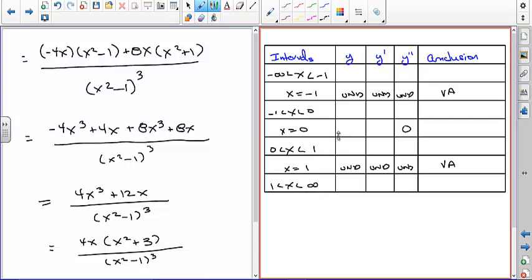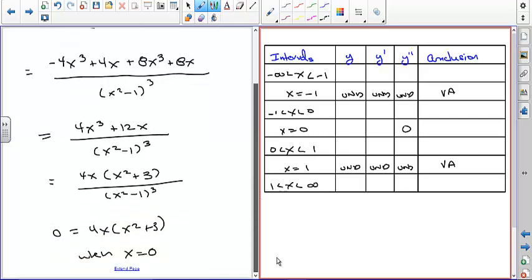And if you evaluate the second derivative at 0, what do you get? You get 0 because you have 4 times 0, so 0 times anything is 0. So the value of the function is 0. So we have 1 point. And then you have to look at the sign of the derivatives at these values of x. So you have to pick some value of x.